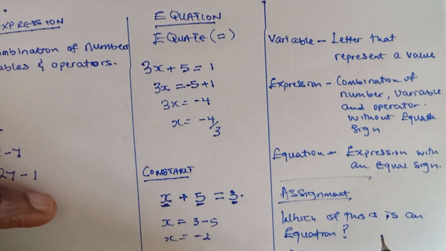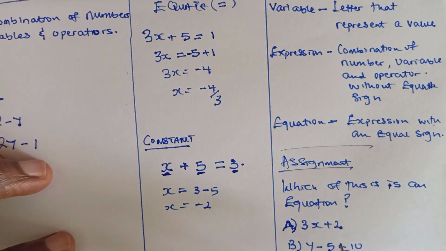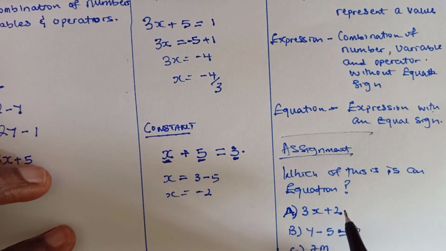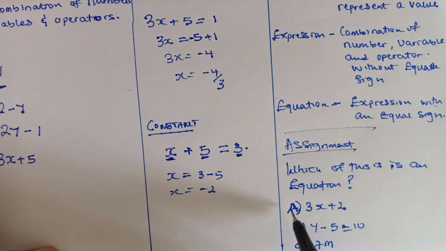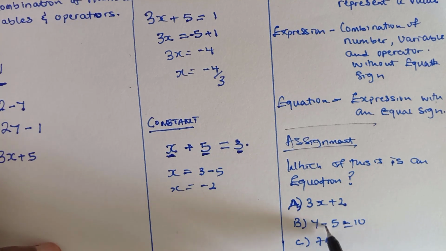And just to test if you're actually following the lesson, let's see this assignment for you. The first assignment says, which of these is an equation? A says 3x plus 2, B says y minus 5 equals 10, and C says 7m.